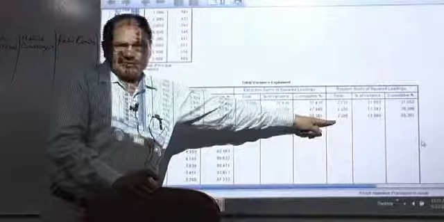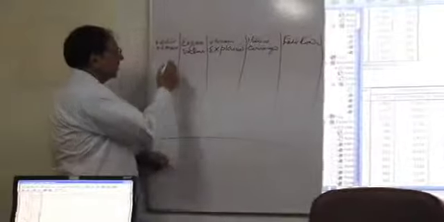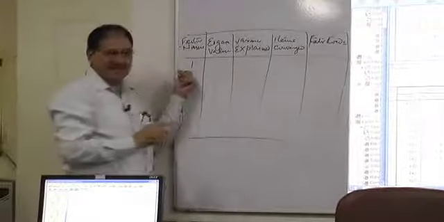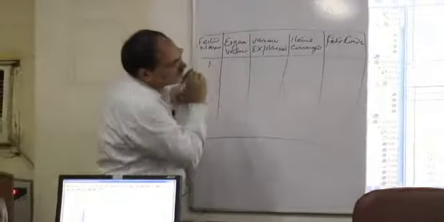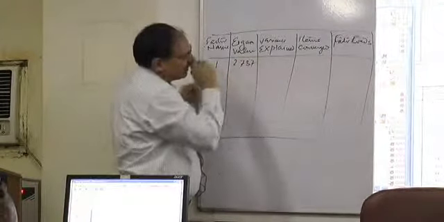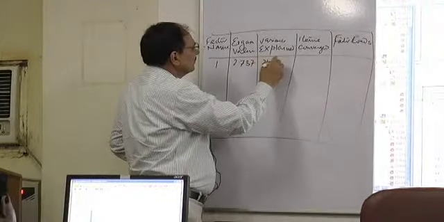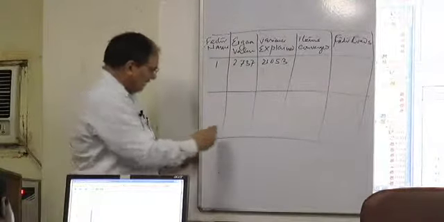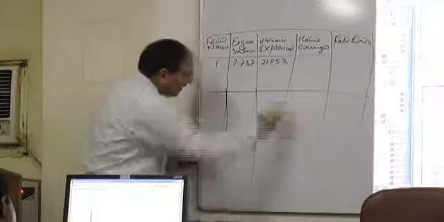Now, what is the eigenvalue? These totals are actually indicating eigenvalues. So the first factor has an eigenvalue of 2.737. I will name the factor later on. Eigenvalue is 2.737. Variance explained is 21.053. Okay, and there will be a number of statements converging on it. Then I can write factor 2, factor 3, and there are 3 factors only.